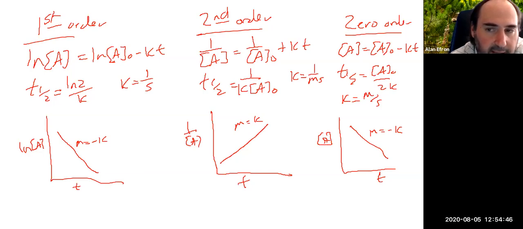way to determine what order of reaction you're talking about, if they don't tell you, is to just look at the units of k and determine: is it first order, second order, or zero order? And you can use those equations to figure out how the concentration changes with time.